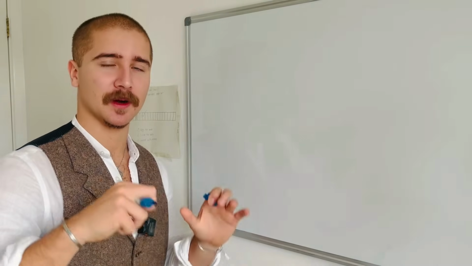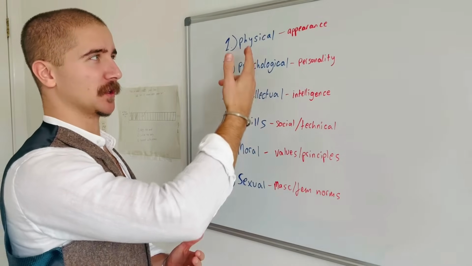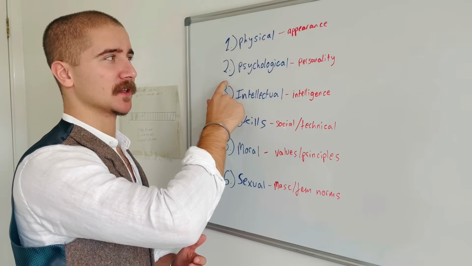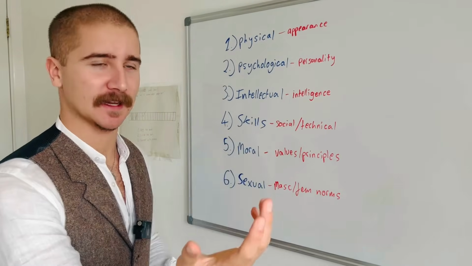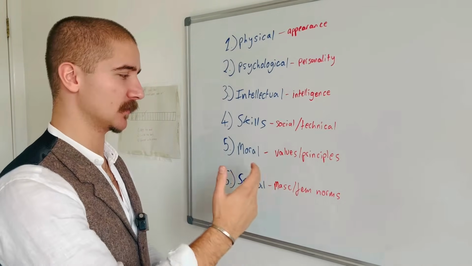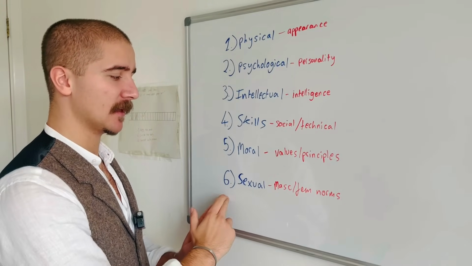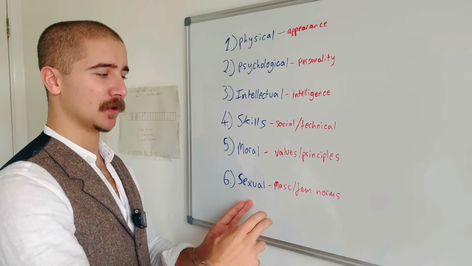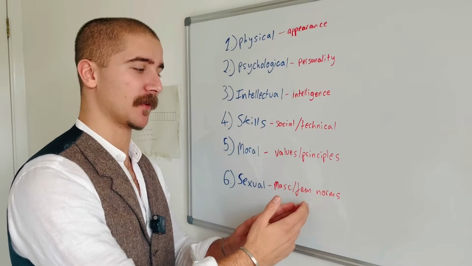To go one step deeper, there are 6 dimensions to your self-image. You have the physical dimension, which is how you evaluate your appearance, psychological, how you evaluate your personality, intellectual, intelligence, skills, how you evaluate your social or technical skills, moral, how you evaluate your values and principles, and lastly, the sexual dimension, which is how you evaluate your fitting into society's masculine and feminine norms.